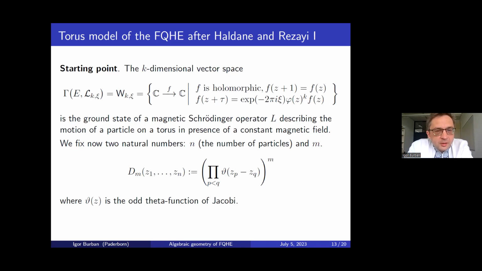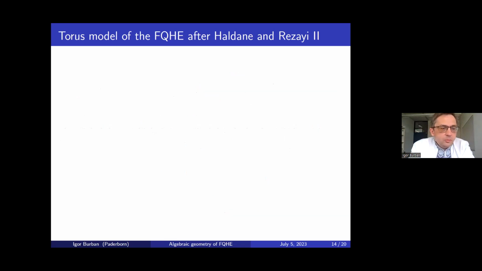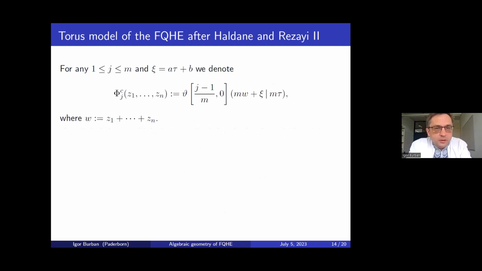Jacobian theta function. A special thing about this function D_m is that it vanishes with order m along all partial diagonals. Recall that theta has a unique simple zero at the origin, and because of that, this function vanishes with order m along each diagonal. So it will be important in what follows, but I'm not yet done.